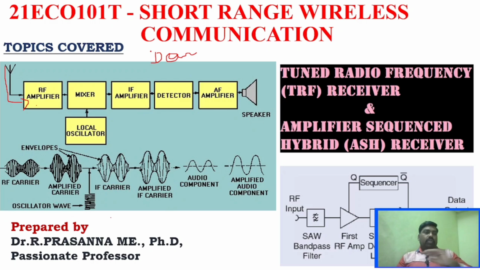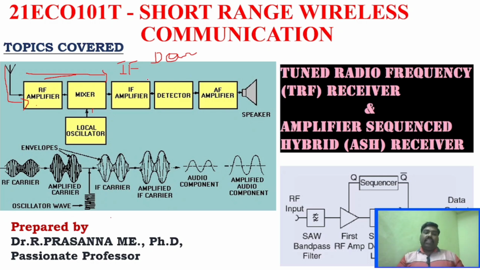Which is done in almost all receivers, so you will use a mixer. What is a mixer? It will mix this RF signal and the local oscillator signal so that the original signal frequency will be down converted to an intermediate frequency, right? Which is a frequency below the RF frequency, right? So what we will obtain is an IF frequency, and that IF signal can be amplified.